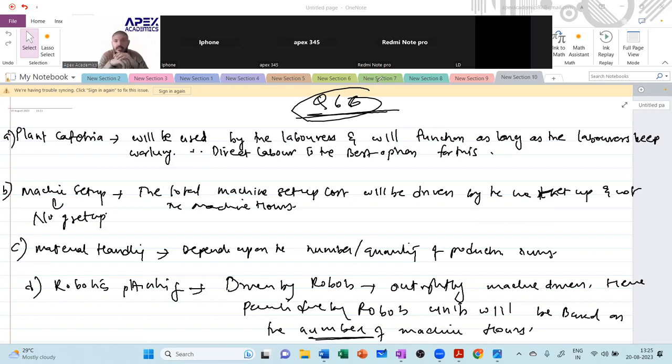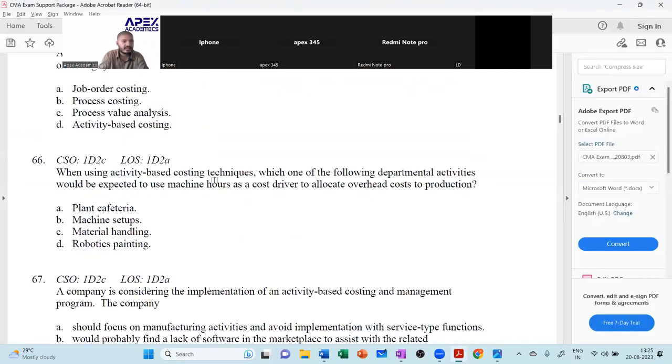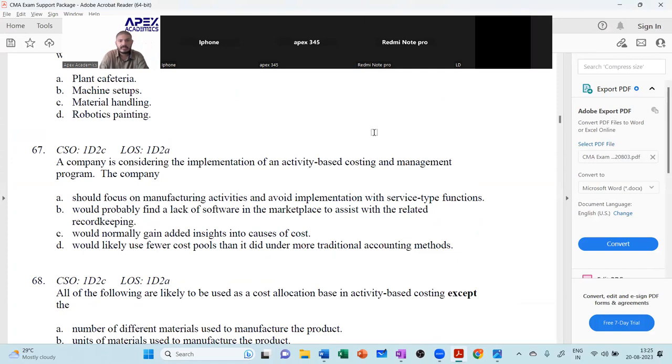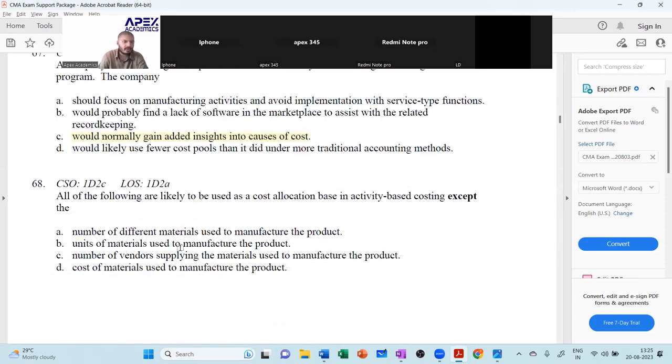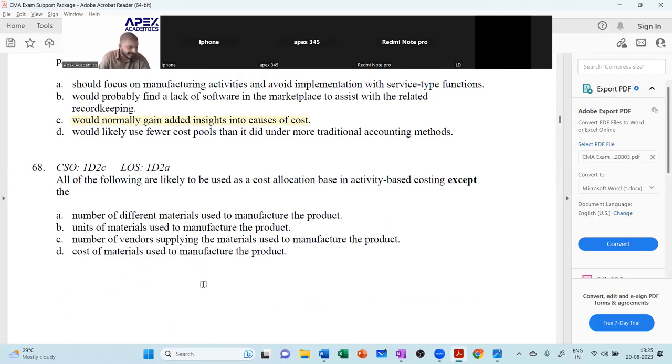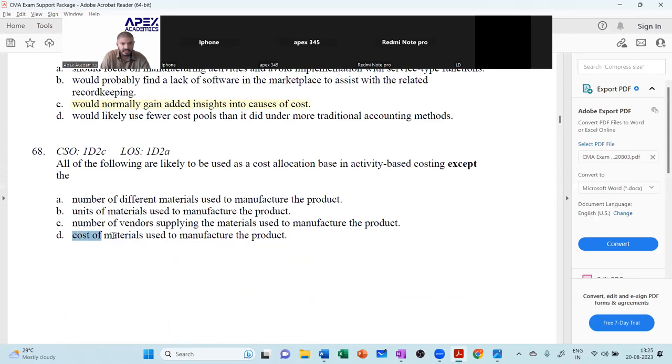Yes? All right. With this, now there are two MCQs, 67 and 68. A company is considering the implementation of an activity-based cost system. What will happen? It would gain an insight into the causes of costs because of activity-based costing. And all of the following are likely to be used as a cost allocation base in activity-based costing, except the cost of materials used to manufacture the product, because that is direct material and activity-based costing is used for overheads.